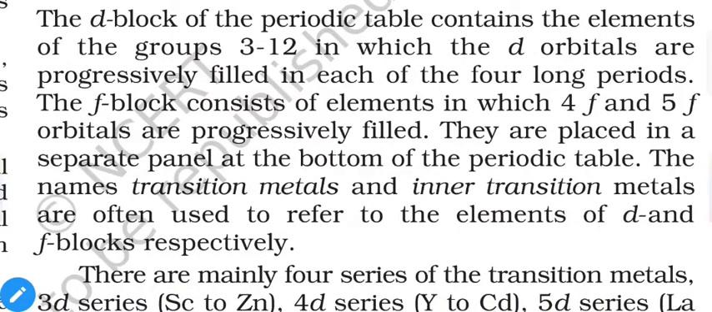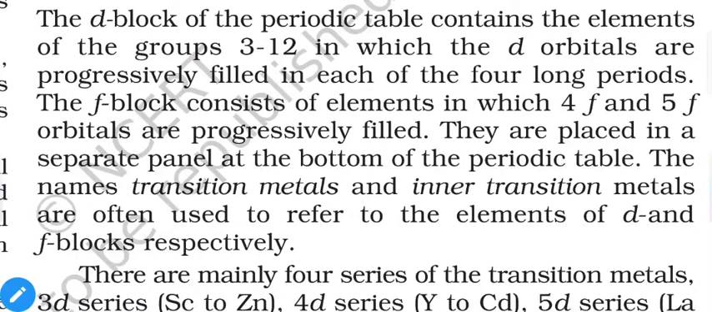As we know, d block elements in the periodic table start from group 3 and end with group 12. The first two groups, 1 and 2, belong to the s block, and 13 to 18 belong to the p block, and these 10 groups, 3 to 12, belong to the d block. As we move, d orbitals are progressively filled in each of the 4 long periods. The f block consists of elements in which 4f and 5f orbitals are progressively filled, and they are placed in a separate panel at the bottom of the periodic table.